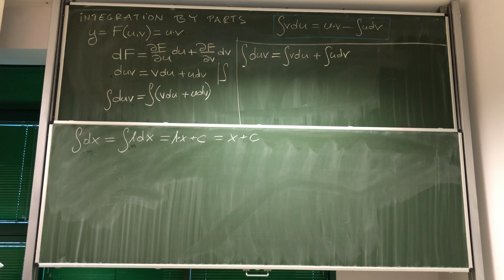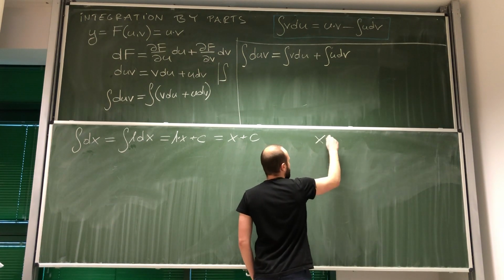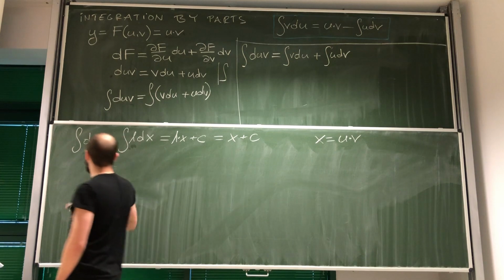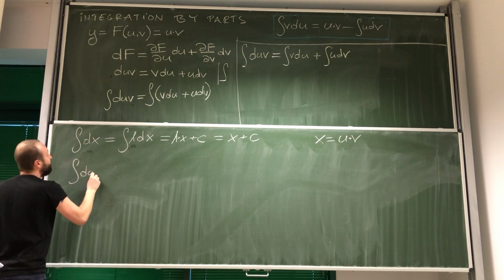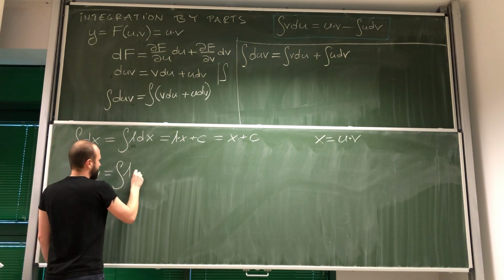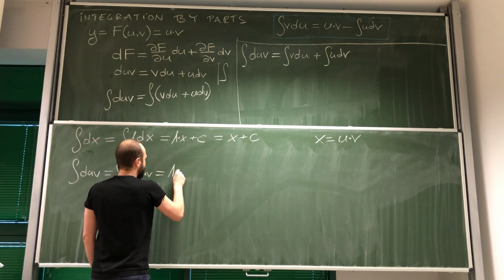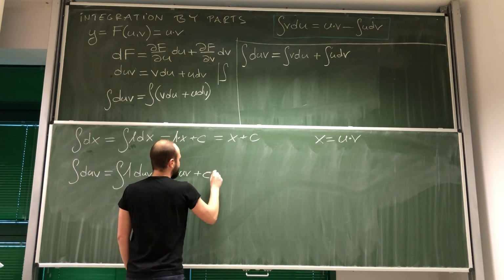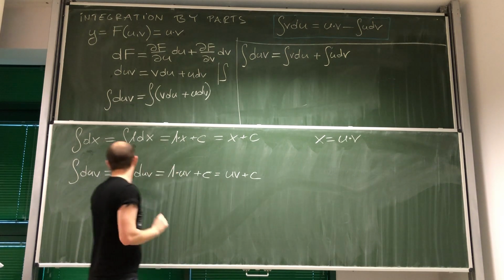Okay, and now let's imagine a very simple thing. Let's just say that x is equal to u times v. What are we getting over here? The integral of d(uv), which is equal to the integral of 1 d(uv), which is equal to 1 times uv plus c, which is equal to uv plus c.